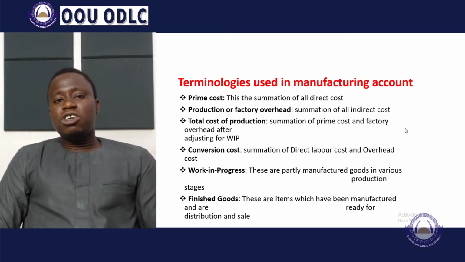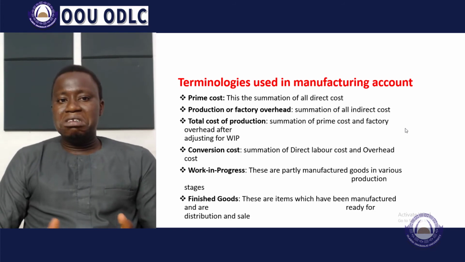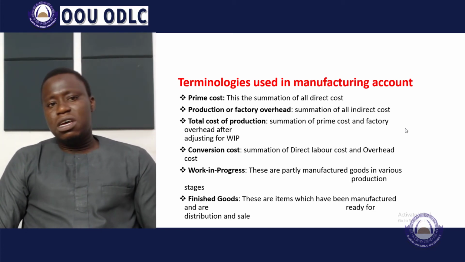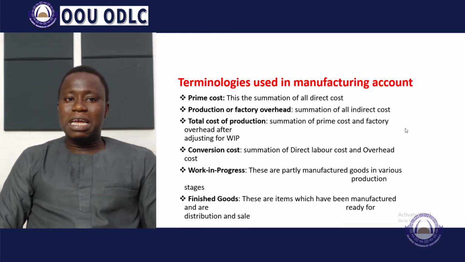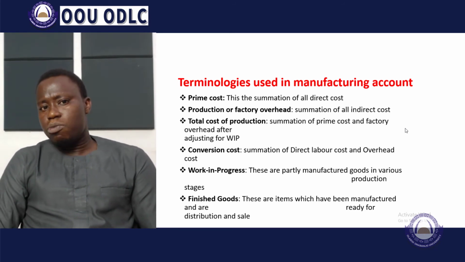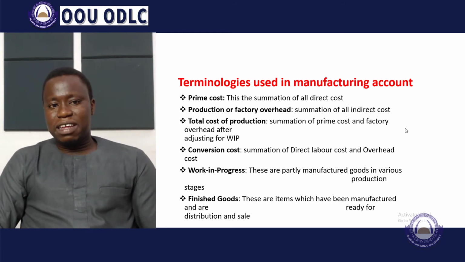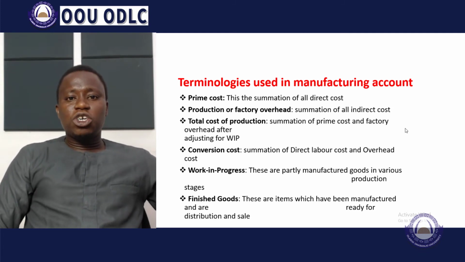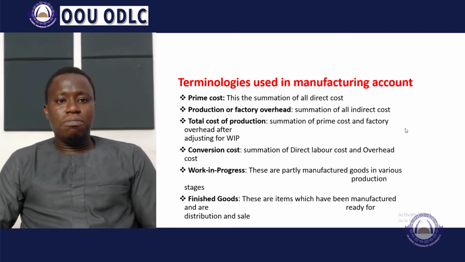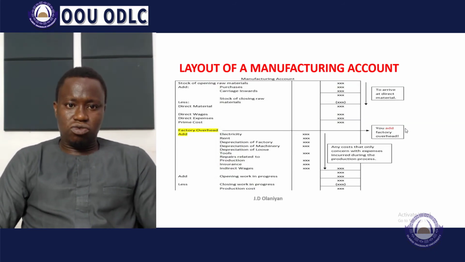In preparing your manufacturing account, it is important that you start with perhaps the direct cost, and in ascertaining your direct cost, we have what we call the direct material. So you have to start with your opening raw material. When we say opening raw material, these are materials that you carry forward from the previous manufacturing period to the current manufacturing period. And if you purchase additional raw material, you add that to it.